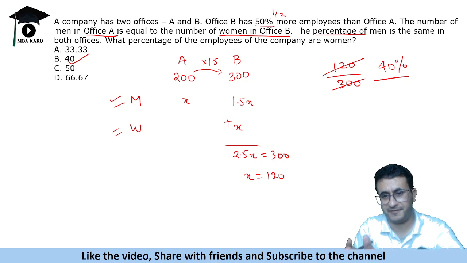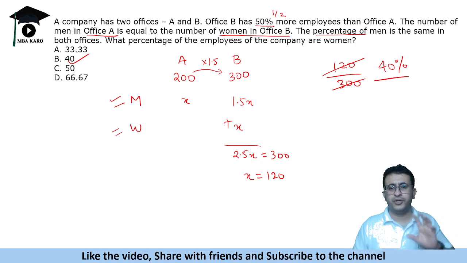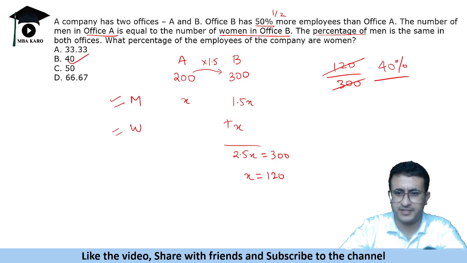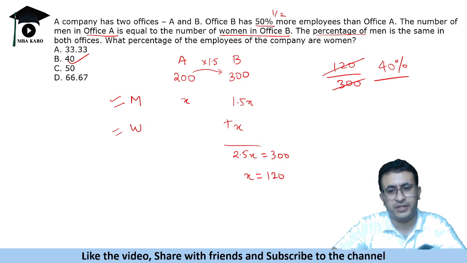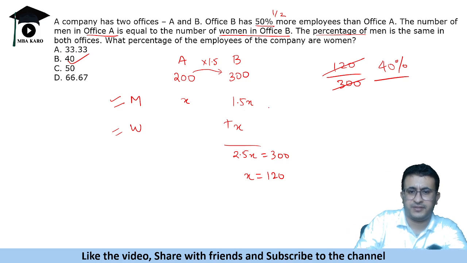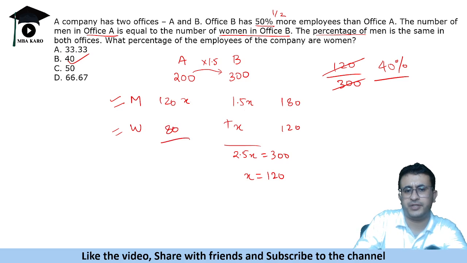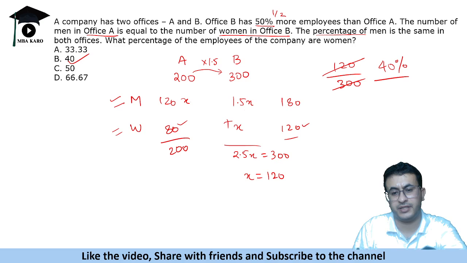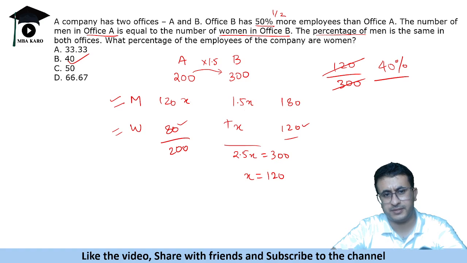No need to verify the answer. In the examination scenario, no need to sit and verify the answer. Some people have this tendency to try to verify the answer. Like, this would be 180 and 120. So this is 120, this is 80, 200 gives 40%, this is also 40%. But this is not needed. As soon as you get x, you can find x upon 300, which is 40%.